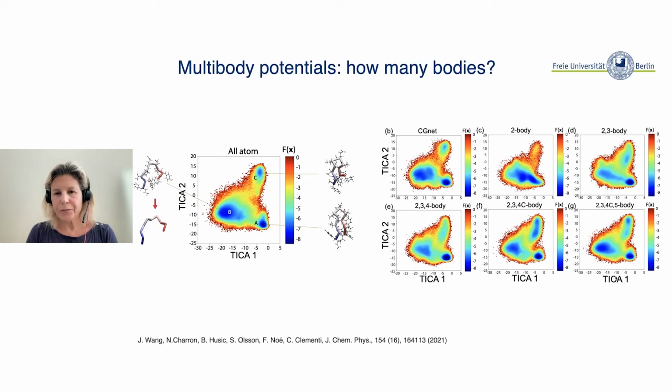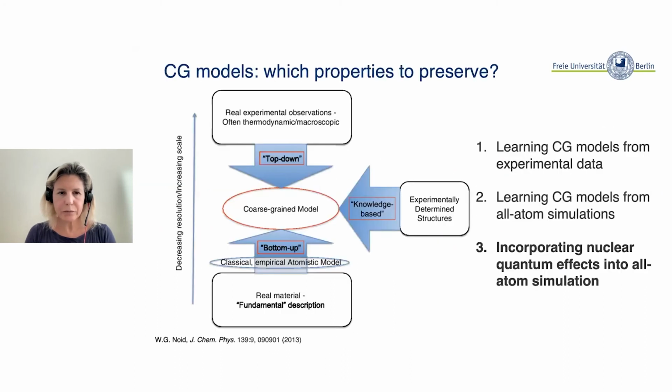So this confirms the results from the top down that we need multi-body terms. Now, quickly, in the few minutes I've left, I want to tell you about how we can use these same approaches in a quantum setting, in particular to take into account nuclear quantum effects.